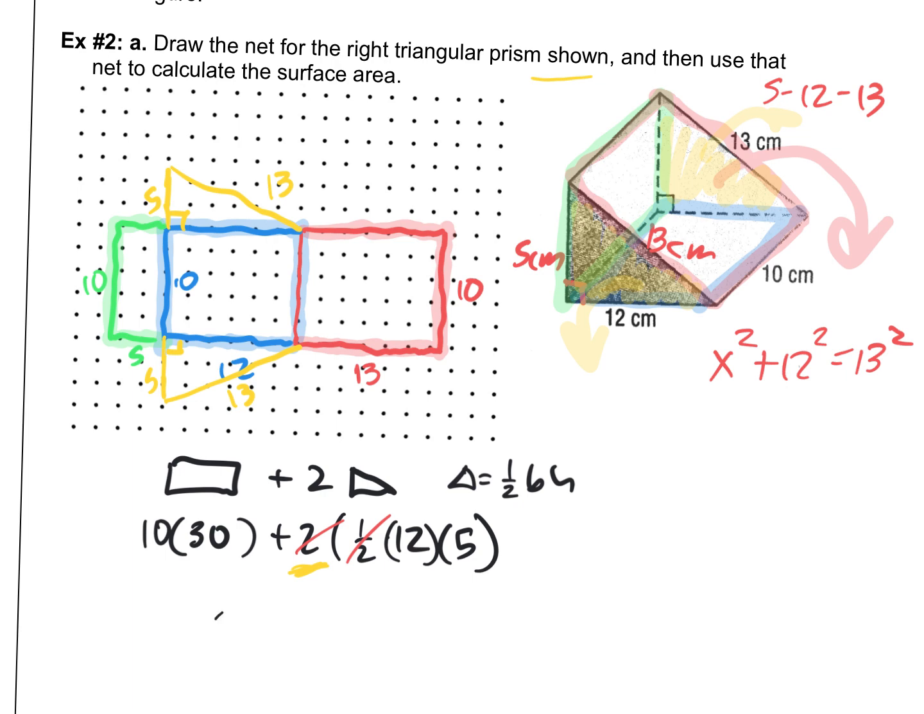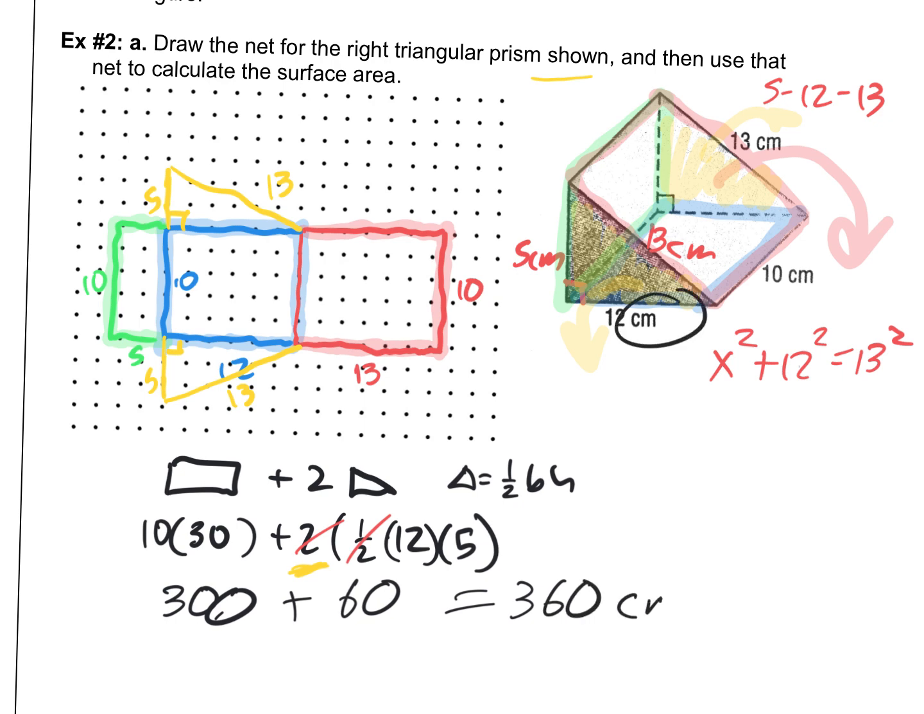10 times 30 is 300. And 12 times 5 is 60. And so the answer here is 360. And the units are centimeters, and now we're talking about area, so it's going to be centimeters squared. Boom.